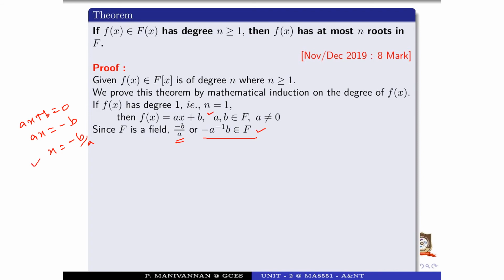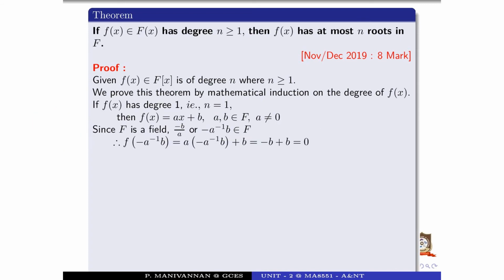Since a and b belong to F, and F is a field, every non-zero element has a multiplicative inverse. So a inverse belongs to F. Since F is closed under multiplication, a inverse into b belongs to F. Its additive inverse, minus a inverse b, also belongs to F.